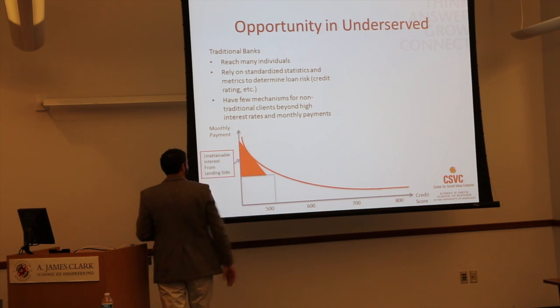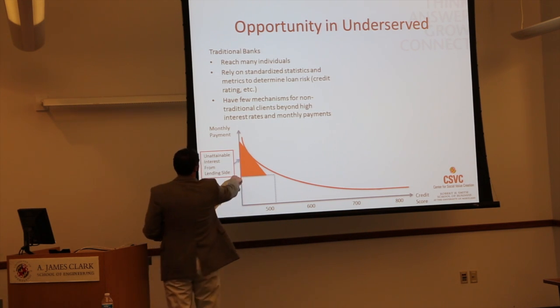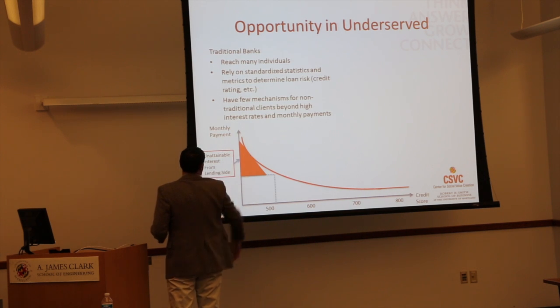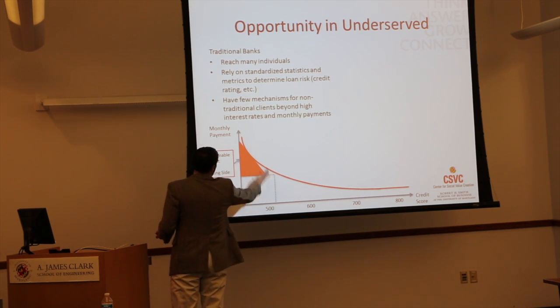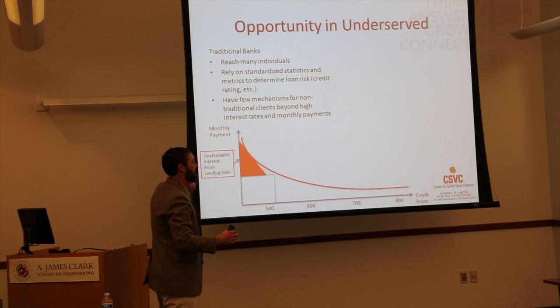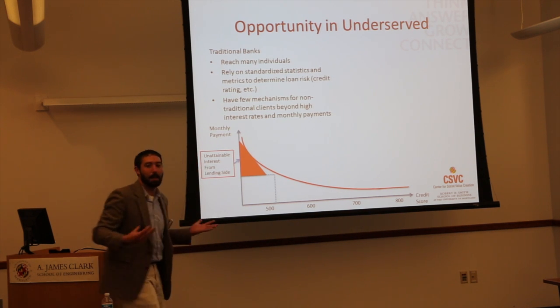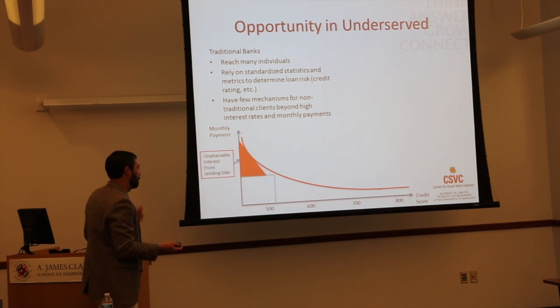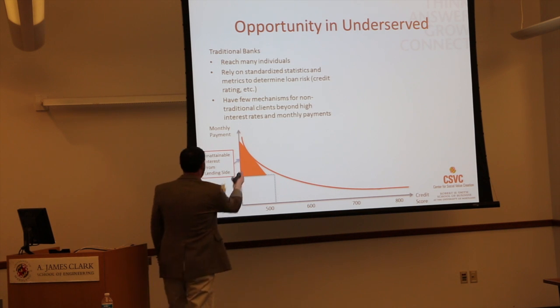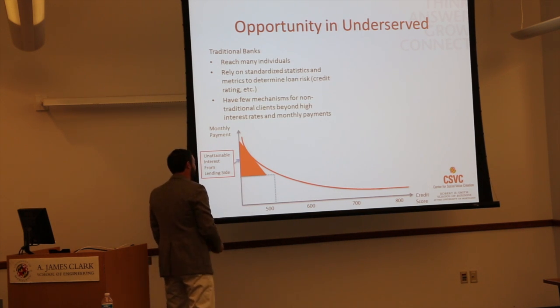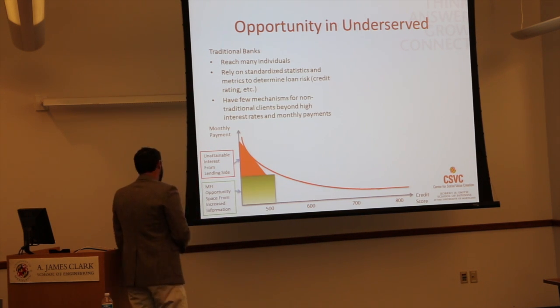This part of the graph represents a level of monthly payment that is just too high for people with that credit score. So that's money that in their formula they're never going to be able to capture. It's just the populations that have the bad credit scores that aren't there.